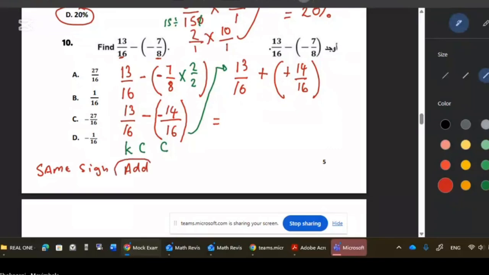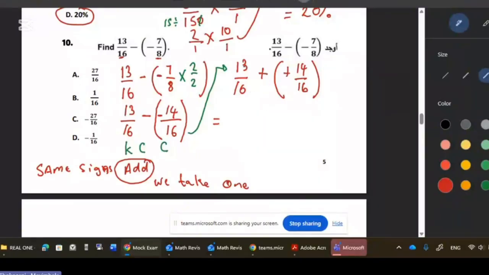All right. The only time we minus is if the signs are not the same. Okay. Same signs, we add, and then we take just one sign.